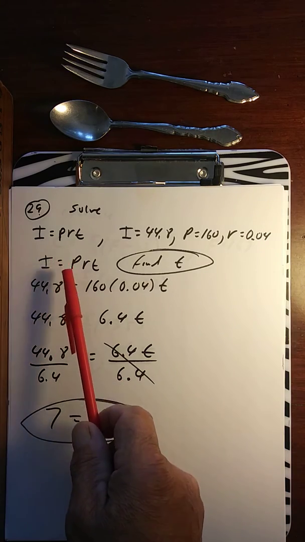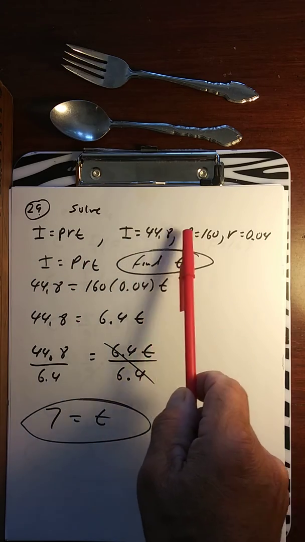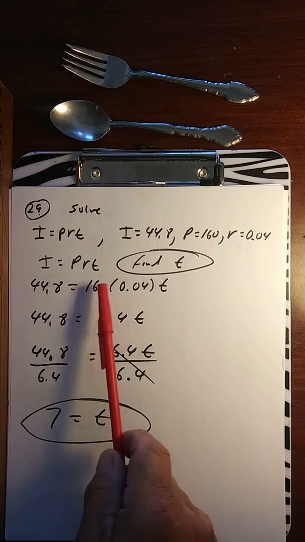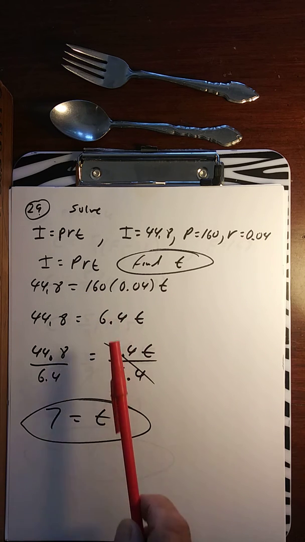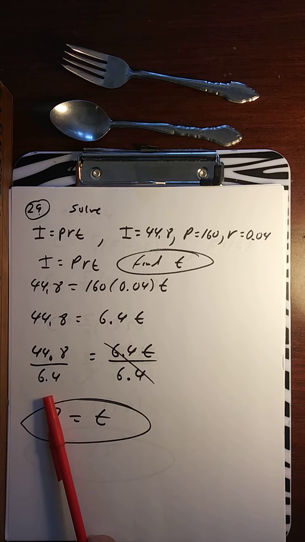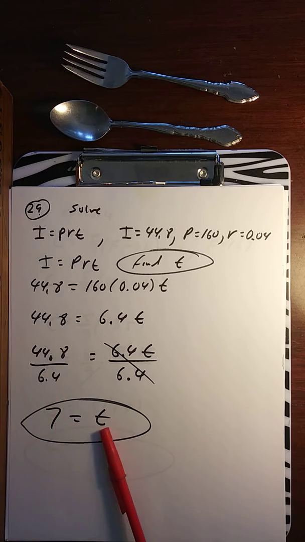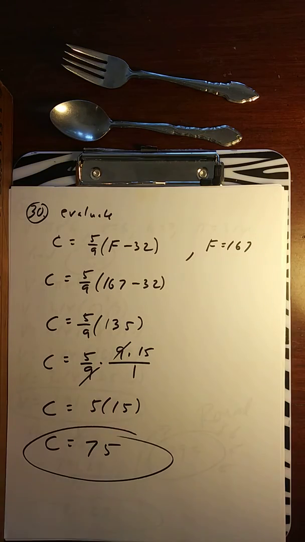I equals PRT, interest rate. So we have numbers right there given. Put the numbers in that we have. We're missing a T. This times this is 6.4. Divided by 6.4, divided by 6.4. So 7 equals exactly T for this one.